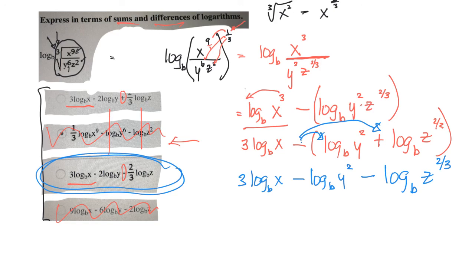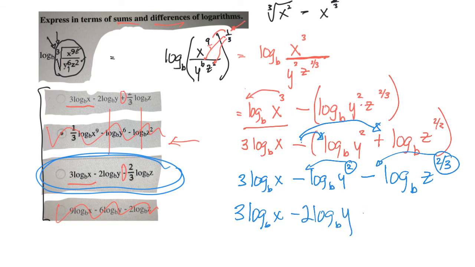Is that right? Let me just confirm. Yeah, I think that's right. Okay, so then the last thing that they've done is they've used the power rule to bring that up to the front and that up to the front too. So finally I would have 3 log base b of x minus 2 log base b of y minus 2/3 log base b of z. All right, hopefully that helps you with that one.